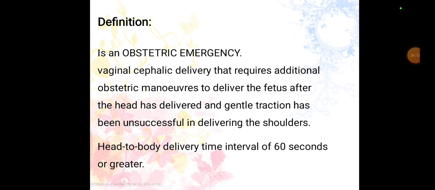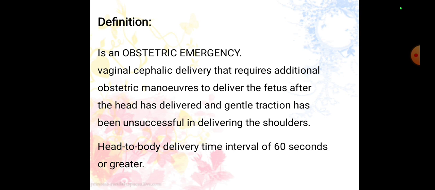After delivery of the head, there is restitution and external rotation to bring the shoulders into the anterior-posterior diameter instead of the oblique diameter, and there is an anterior shoulder and a posterior shoulder. If the shoulders and trunk fail to be delivered by gentle axial traction and need additional obstetric maneuvers, this is called shoulder dystocia.